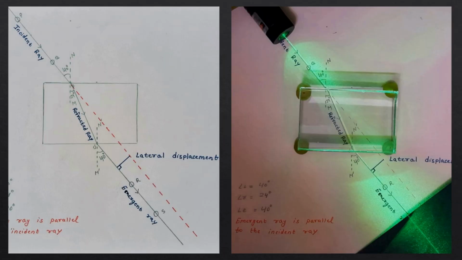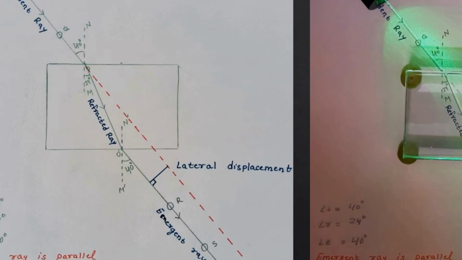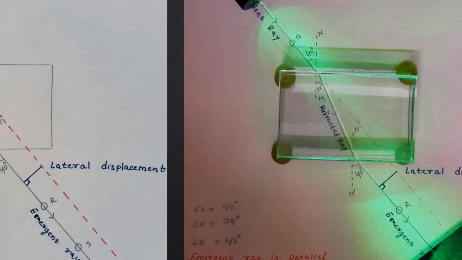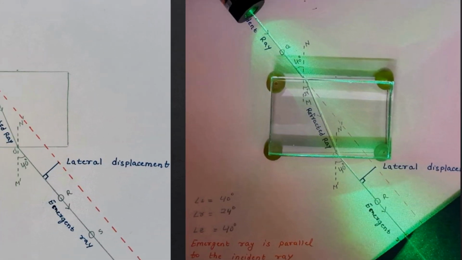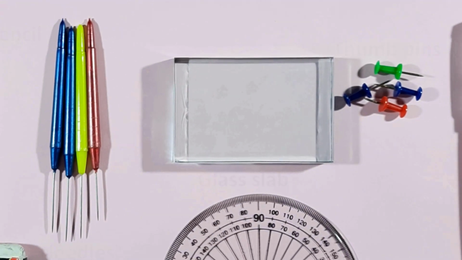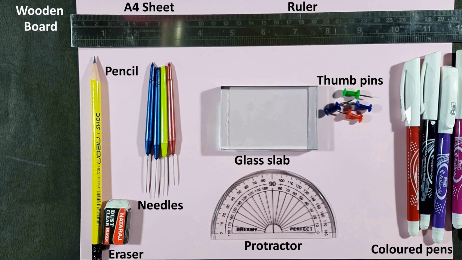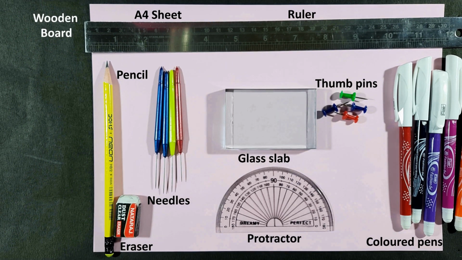In this video, we will trace a ray of light through a glass slab and measure the angle of incidence, angle of refraction and angle of emergence. For this activity, we need the following materials: a glass slab, an A4 size sheet, few thumb pins, 4 needles, 1 protractor, 1 ruler, 1 pencil, some colored pens and a wooden board.